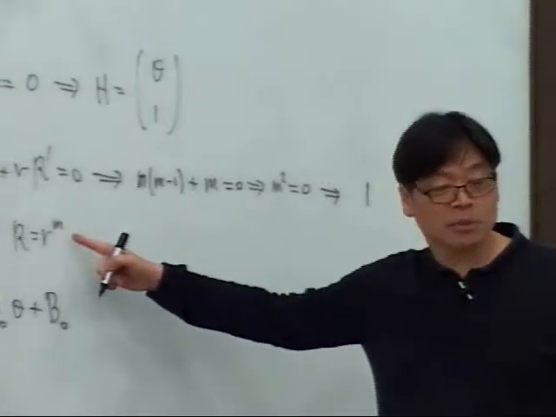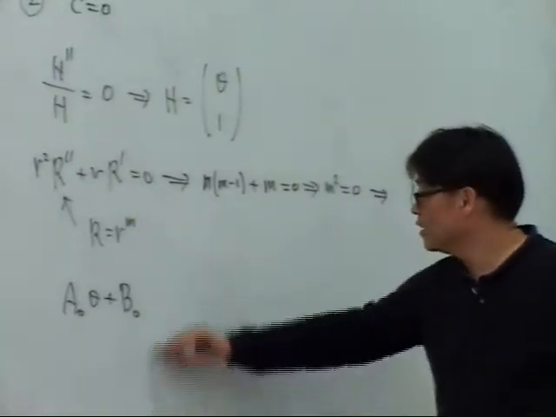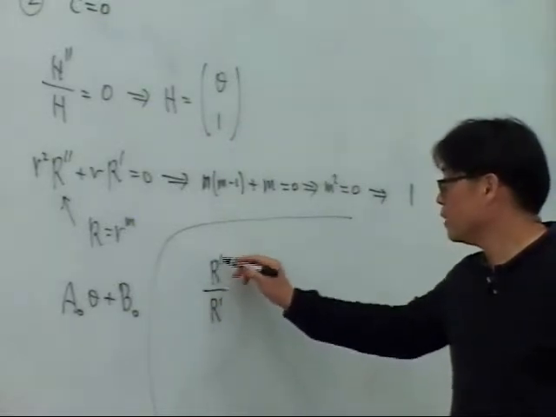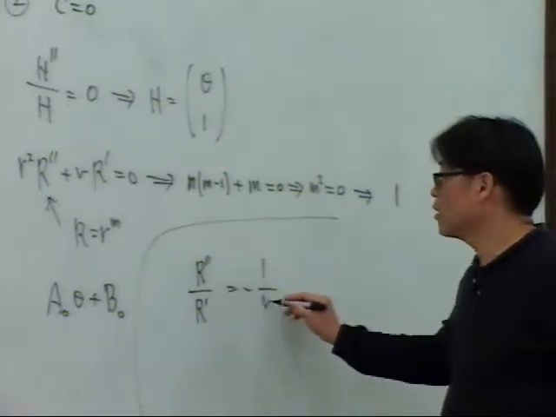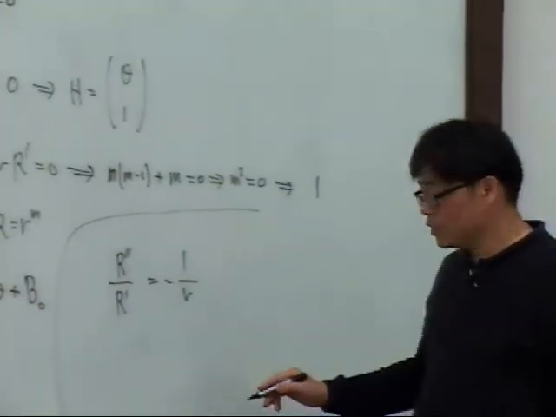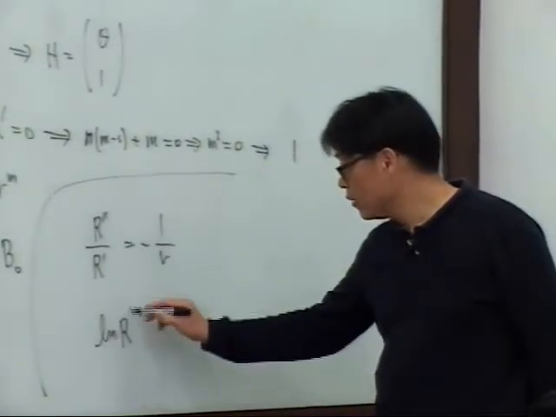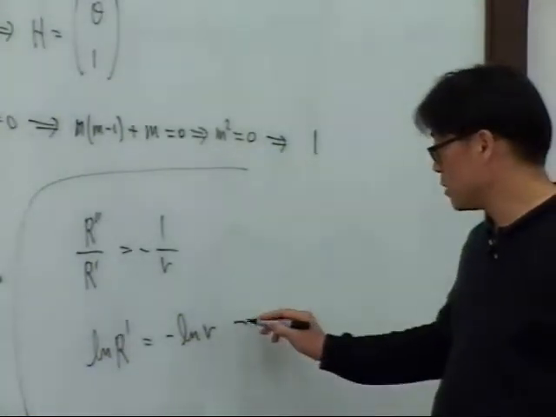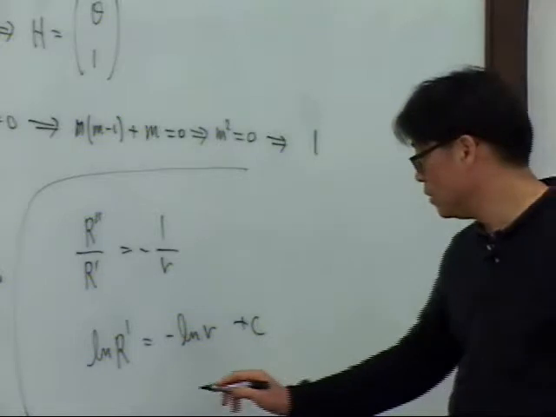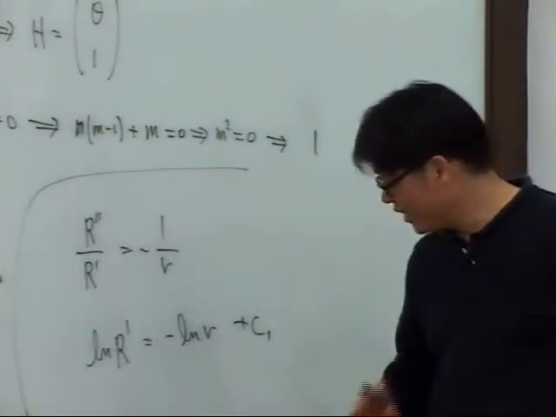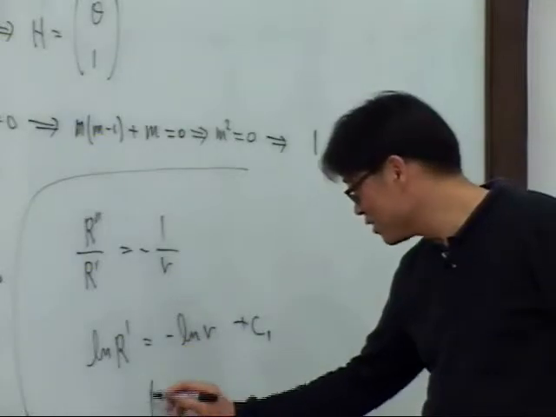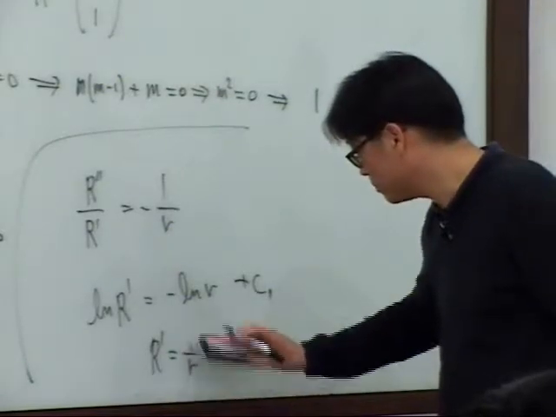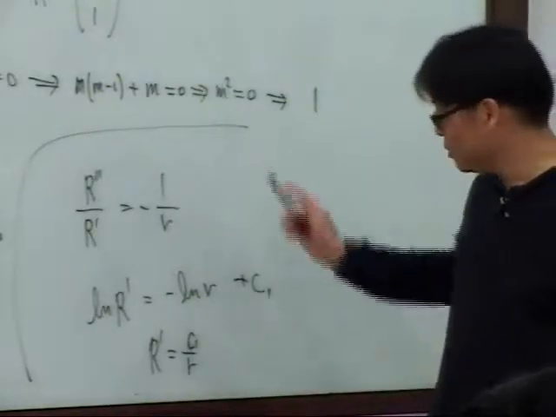Okay, let's check whether this is the most general case or not. So for example, I can do what I did before. I integrate once, and then I will end up with, right, plus constant. So don't write it, let me just check. So R prime has to be 1 over R times C1. Okay, so this is not the most general one.